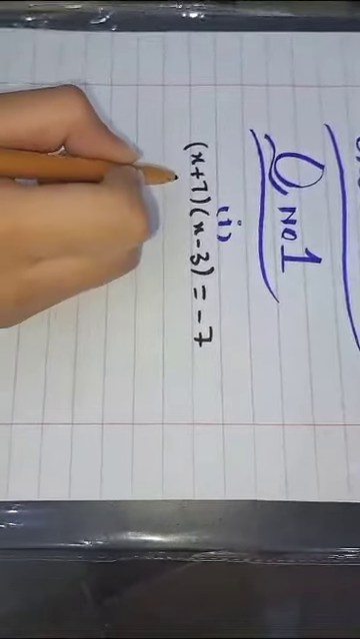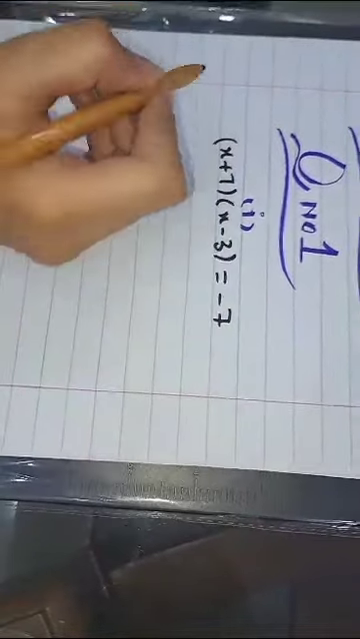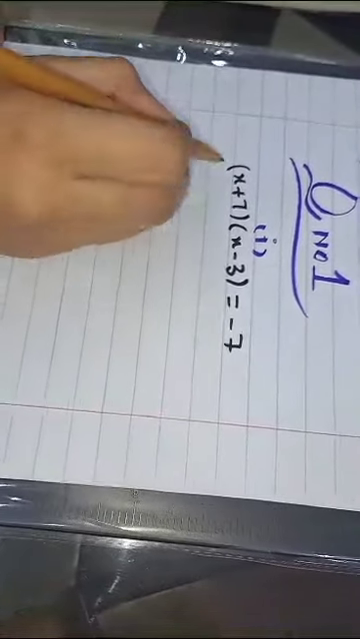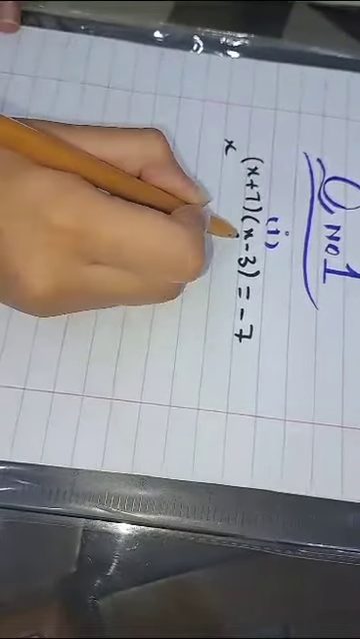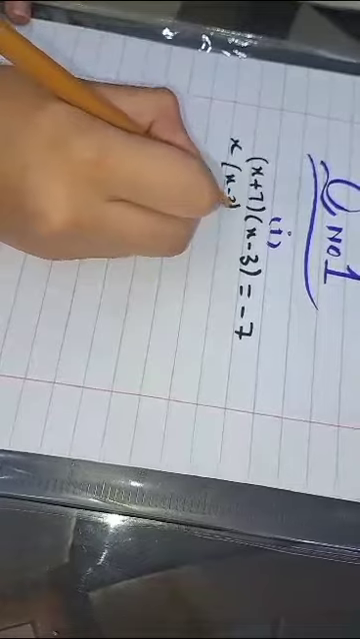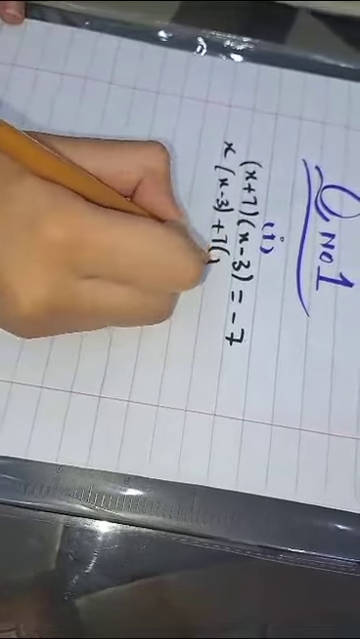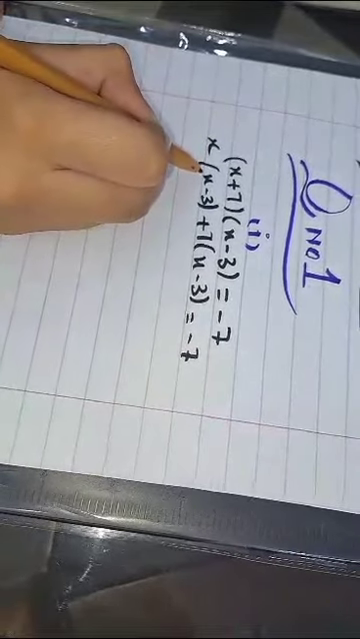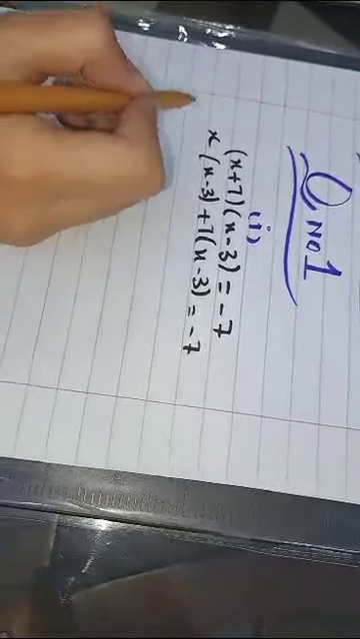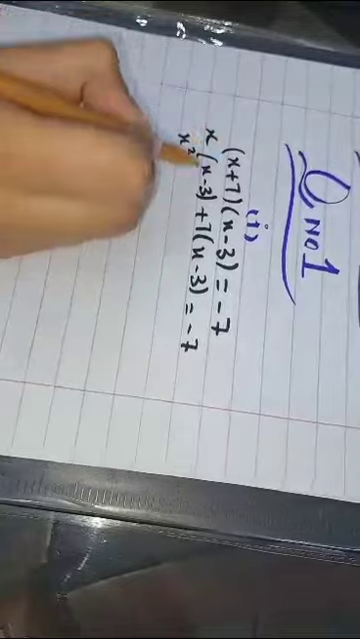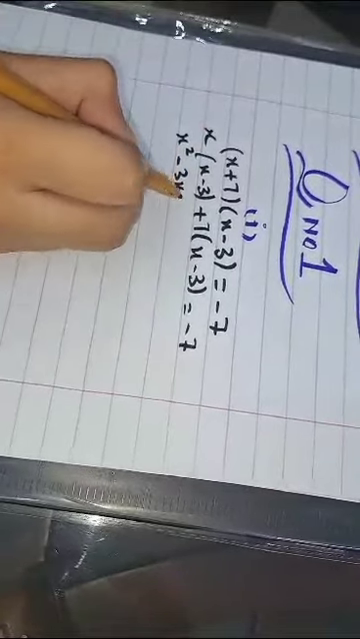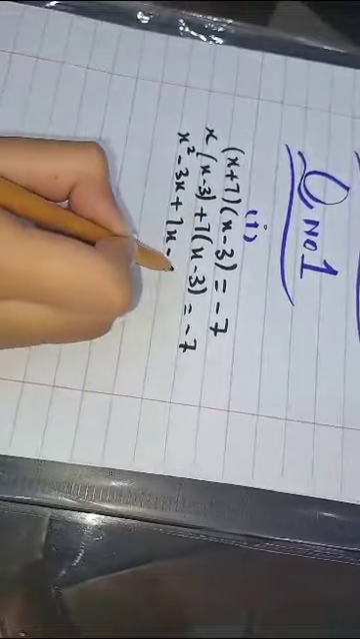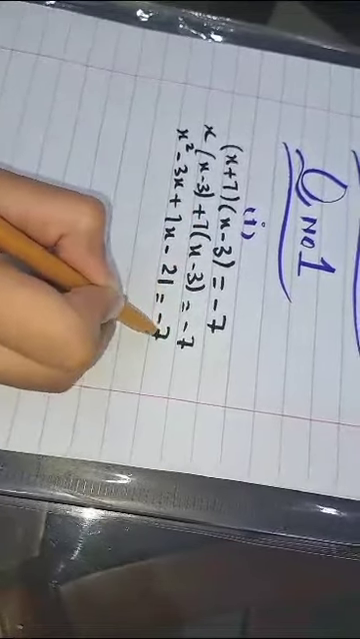This is a simple multiplication, but for the beginners who don't understand and forget the concept, I'll be repeating it. x is going to multiply with x - 3 and +7 will be multiplied by x - 3, equals -7. Then x and x multiply, the answer would be x square. x and -3 is -3x, plus 7 and x is 7x, minus 7 into 3 is 21, equals -7.